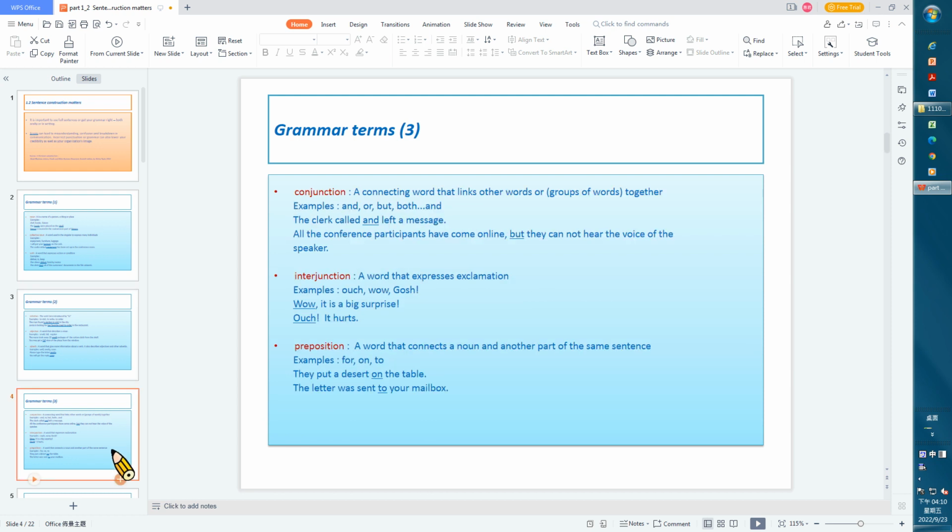Number seven, conjunction. A conjunction is a connecting word that links other words or groups of words together. For example, and, or, but, both and.